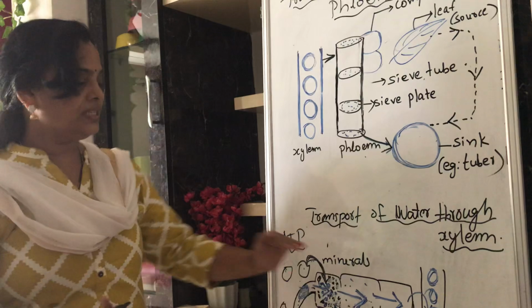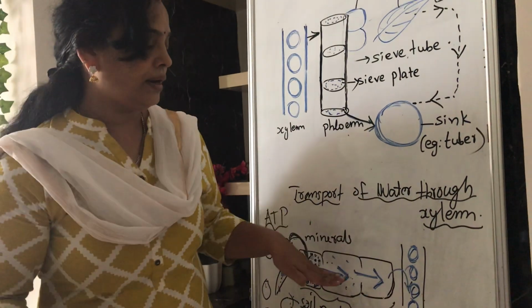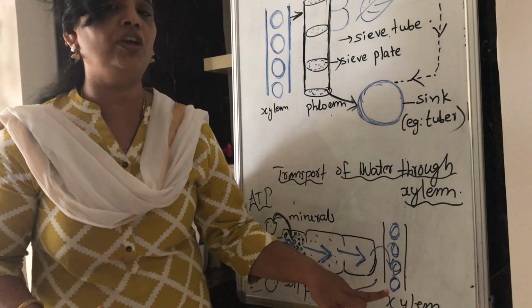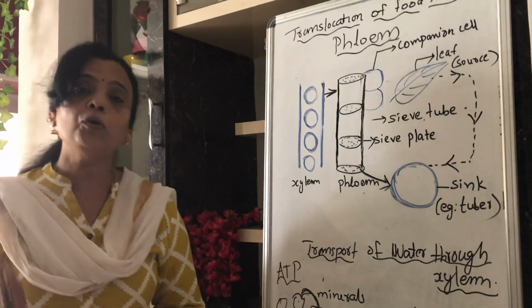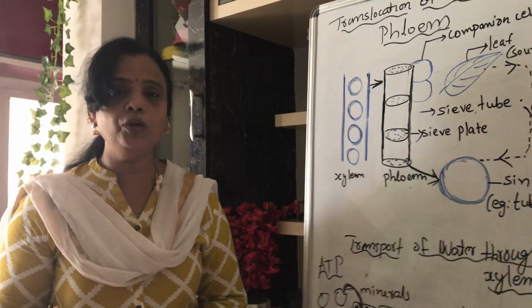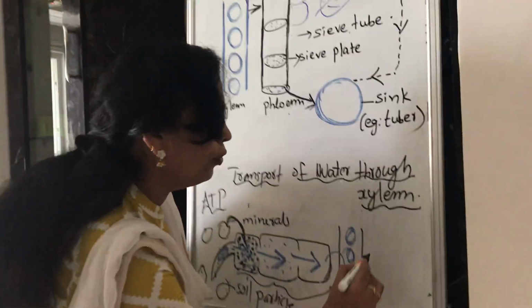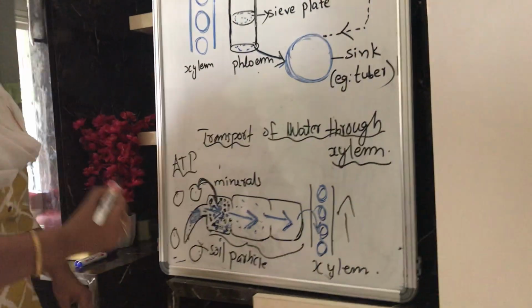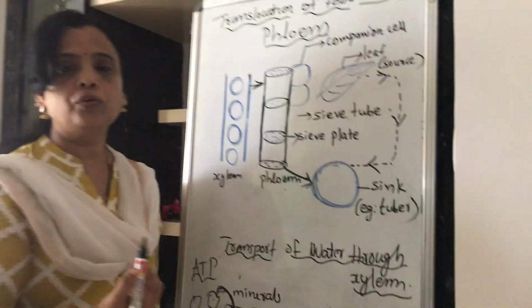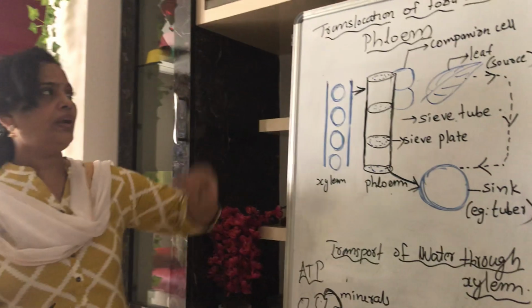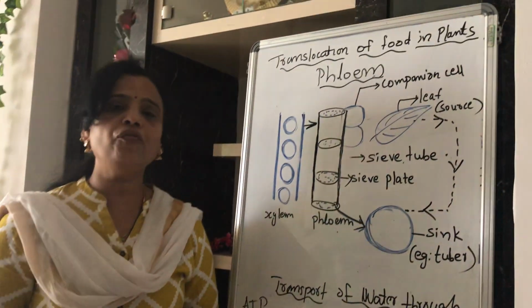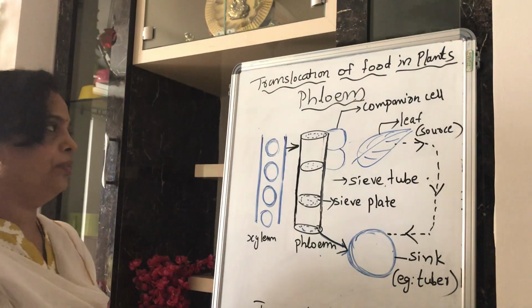Yes, children, with this you know that the water will be transported to the xylem, and we know that in the xylem, with the help of root pressure and transpiration pull, the water will be flowing in an upward direction and will be supplied to the leaves. Yes, this we have already learned. Now let us come to translocation of food in plants through phloem tissue.